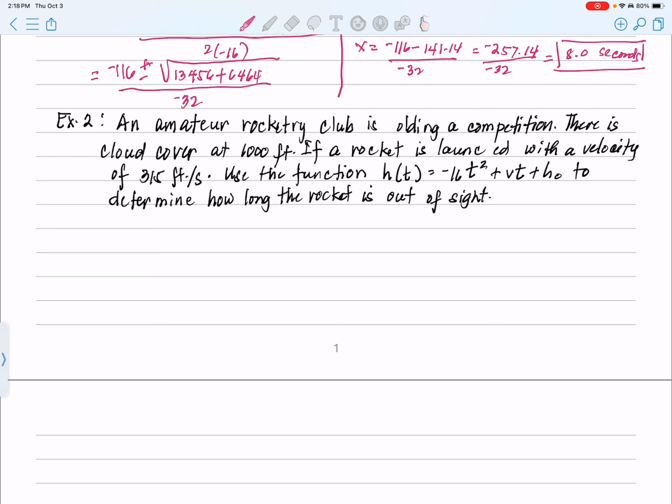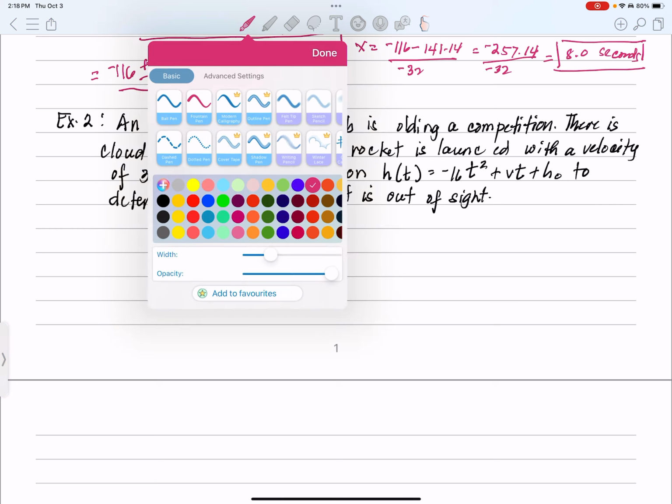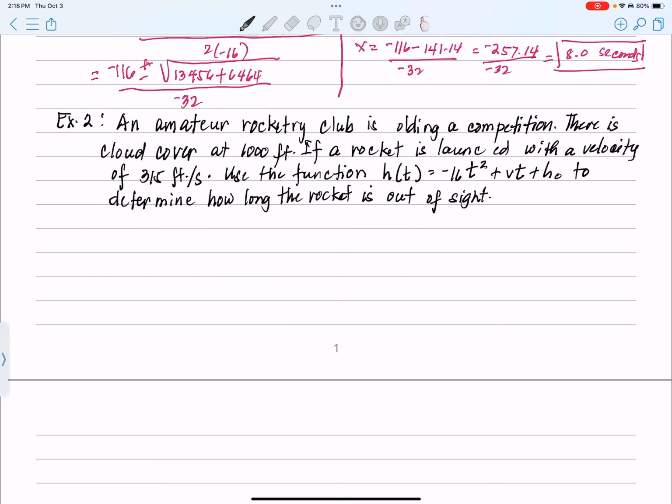An amateur rocketry club is holding a competition. There is a cloud cover at 1,000 feet. If a rocket is launched with a velocity of 315 feet per second, use the function h of t equals negative 16t squared plus vt plus h of o to determine how long the rocket is out of sight. Okay?